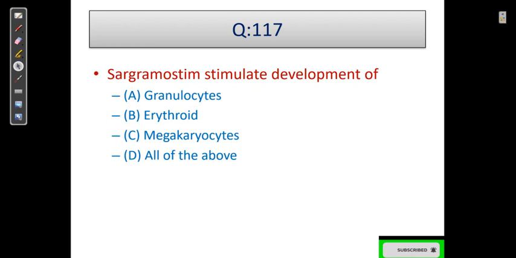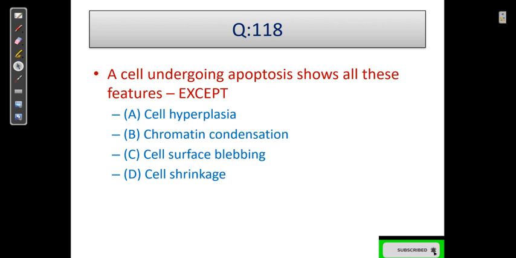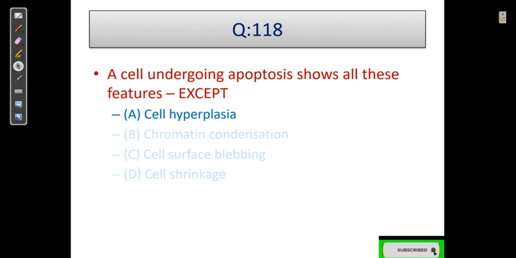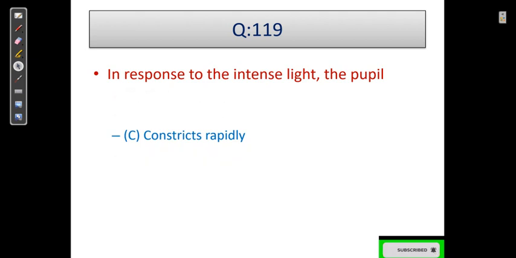Sargramostim stimulates development of granulocytes, erythroids, megakaryocytes. So in that case, all of the above. A cell undergoing the apoptosis show all this feature except cell hyperplasia, chromatin condensation, cell surface blebbing, cell shrinkage. The correct one is cell hyperplasia. In response to the intense light, the pupil is dilated rapidly, dilate slowly, constrict rapidly, constrict slowly. The correct one is constricts rapidly.